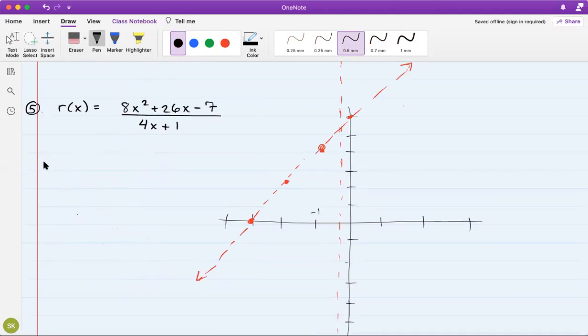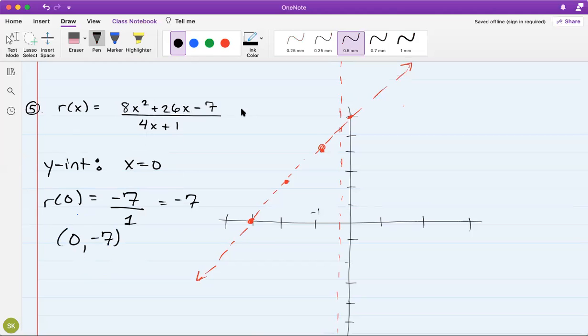So let's start with the y-intercept. That's usually the easiest to find. What we do is we plug in x is equal to 0 into this equation. So if we plug in 0, we get 0 plus 0 minus 7 over 0 plus 1. So we get -7. So we have 0, -7. That is a y-intercept. So let's plot that.